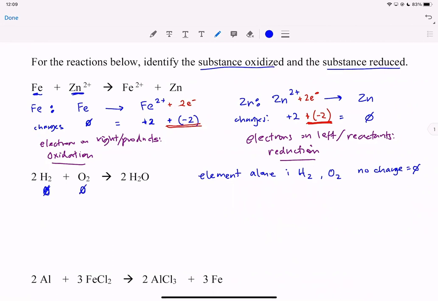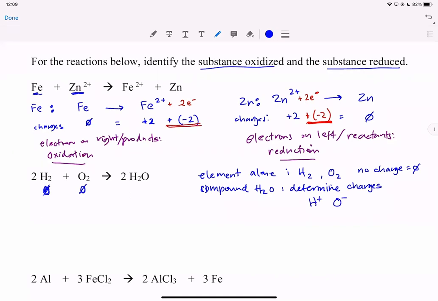But when you have the compound H2O, you need to figure out what the individual charges are. So you need to determine the charges by splitting these. I called it the reverse of the crossover rule. You take the element symbols and split them apart, so you have H separated from O. Put a plus and a minus. Why did I write plus and minus? Because when you have a compound that's ionic, the positive charge is always first.